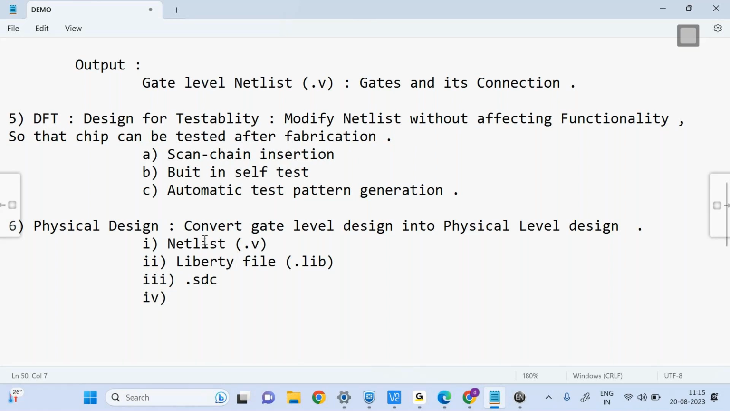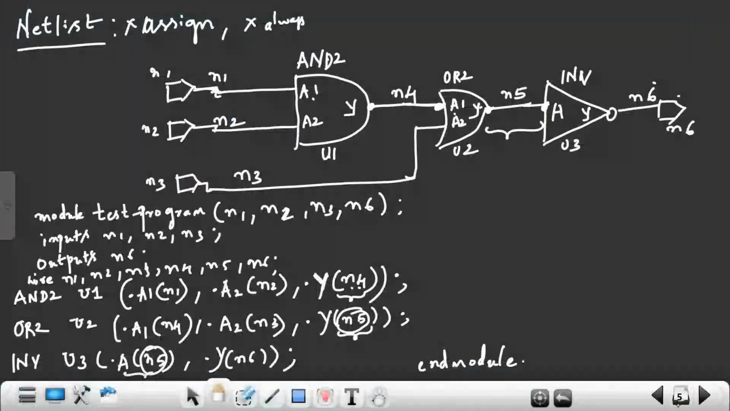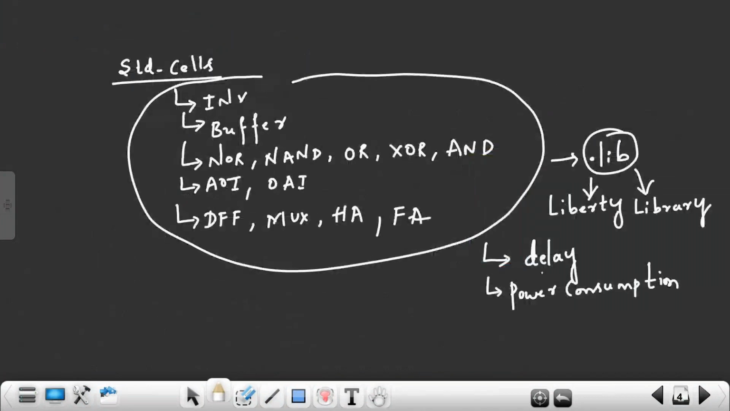And the fourth file is for all these standard cells. The standard cell delay means timing. This timing and power information is present in dot lib. But for all these standard cells, one more thing I want is layout. Even though I am not going to draw the layout, I want layout information.